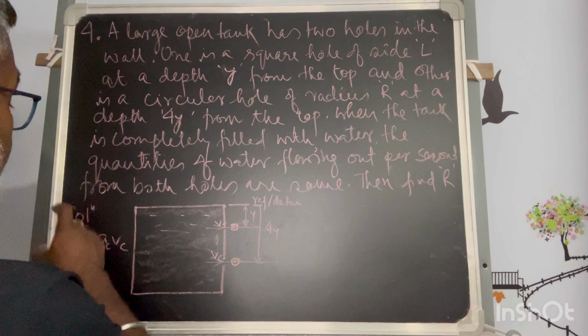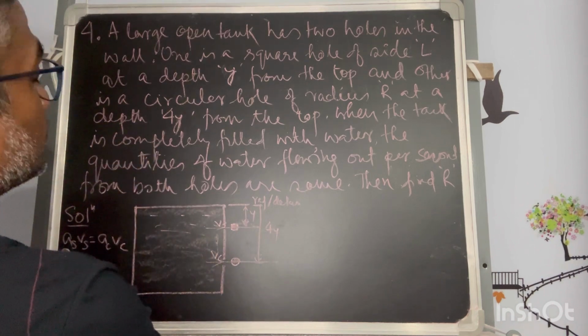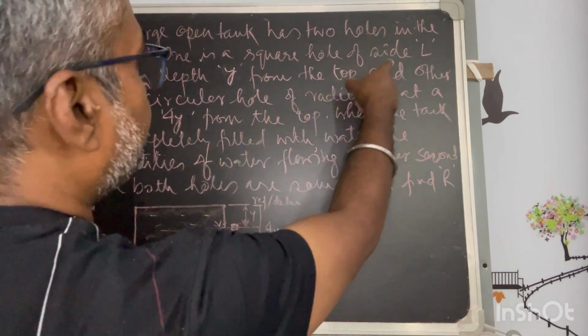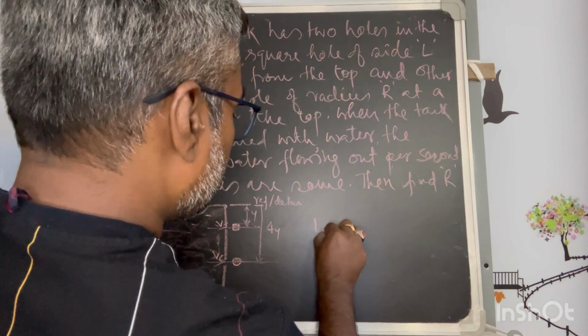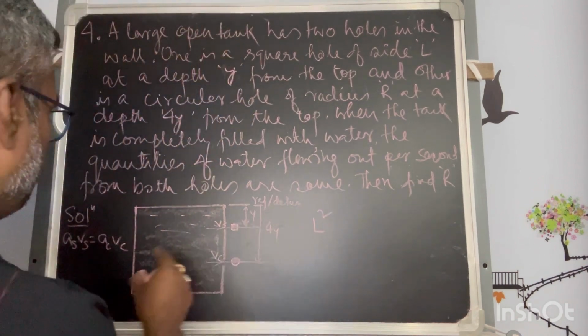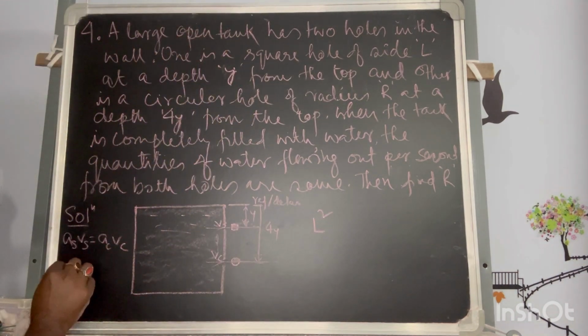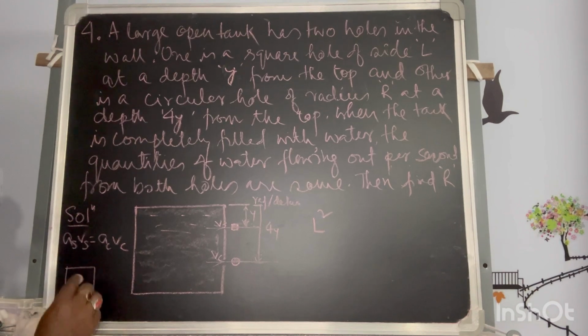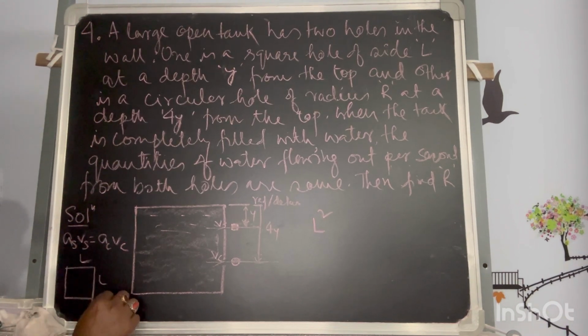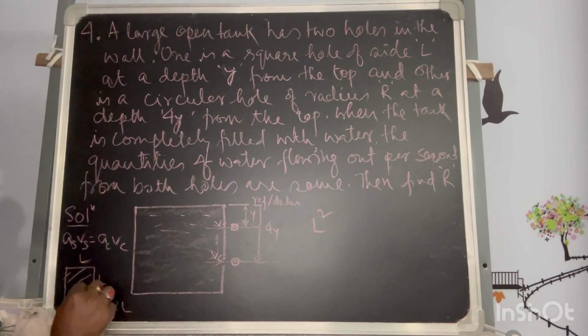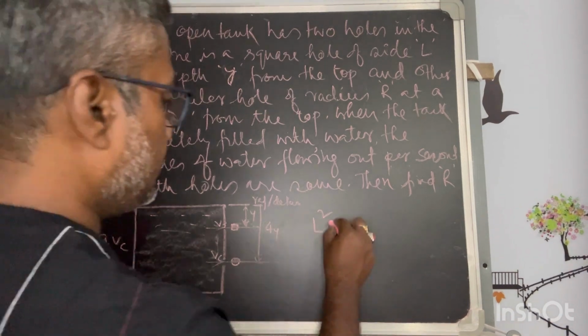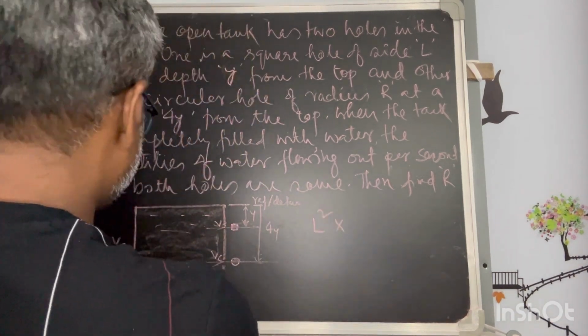So what is the area of the square? You know the area of the square is L into L, that is the cross section. So L square into this I have taken as Vs.